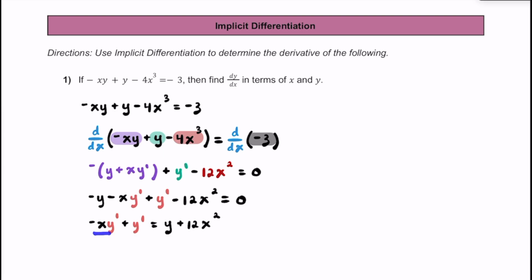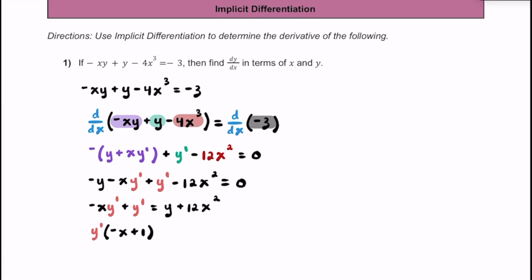Now if you look at these two terms on the left side, they definitely have this y prime in common. So factoring that out as a GCF, we can write y prime times the quantity of negative x plus 1. Those are going to be its other factors here. And that's going to be equal to this y plus this 12x squared on the right side.